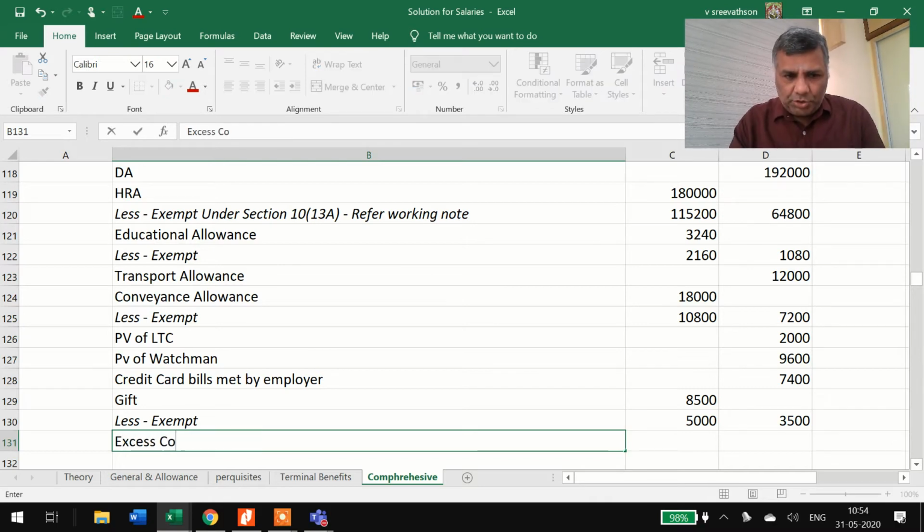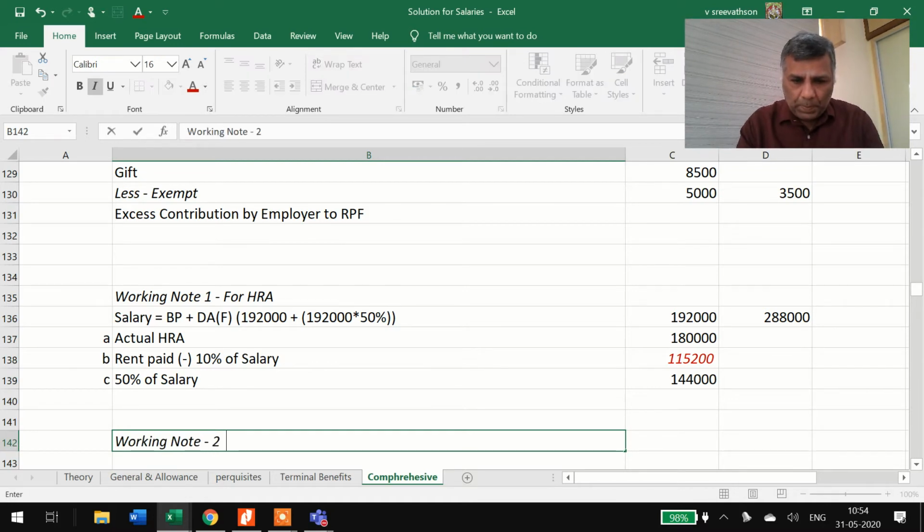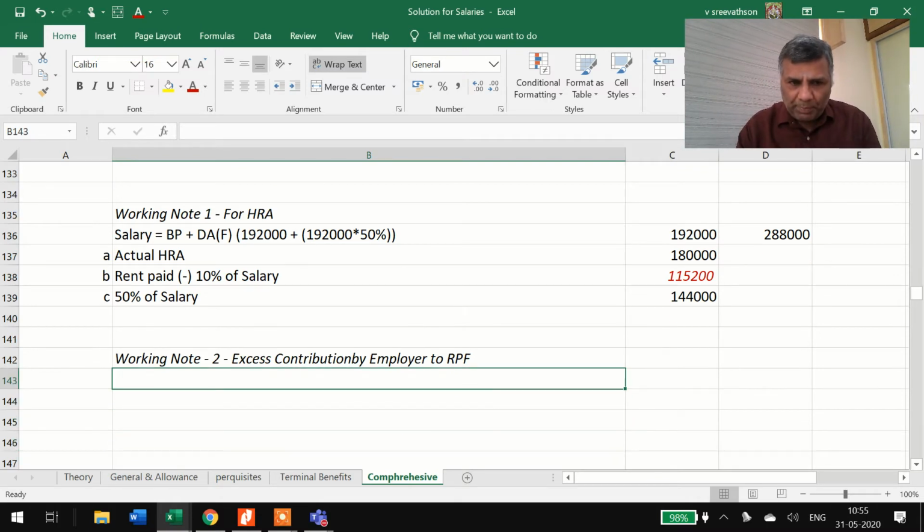Excess contribution by employer to RPF. Friends, working note 2: excess contribution by employer to RPF.